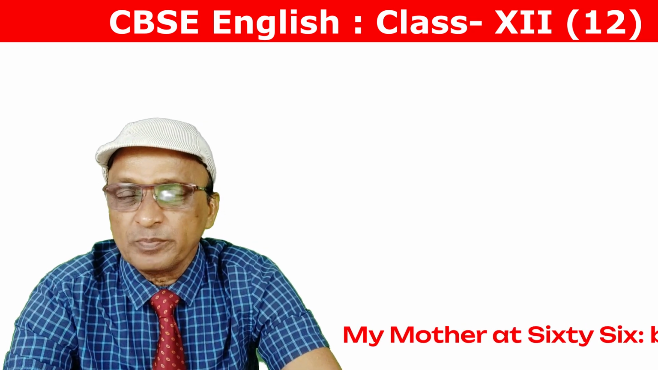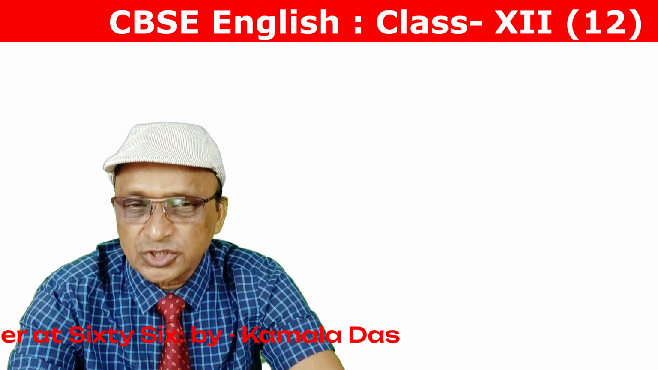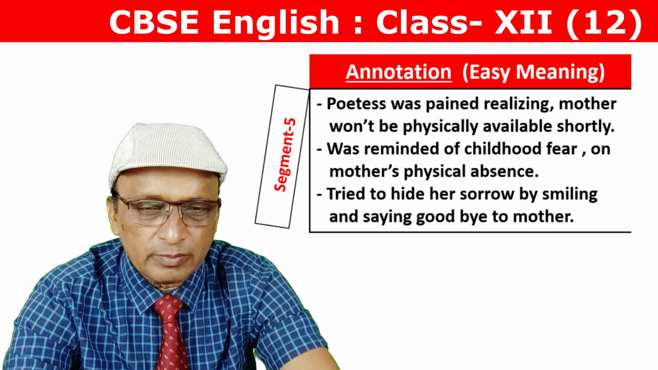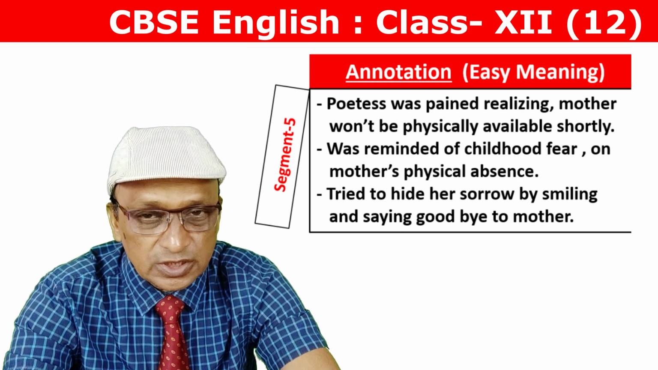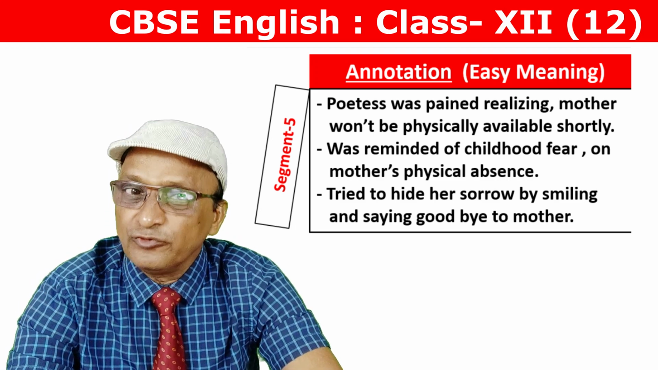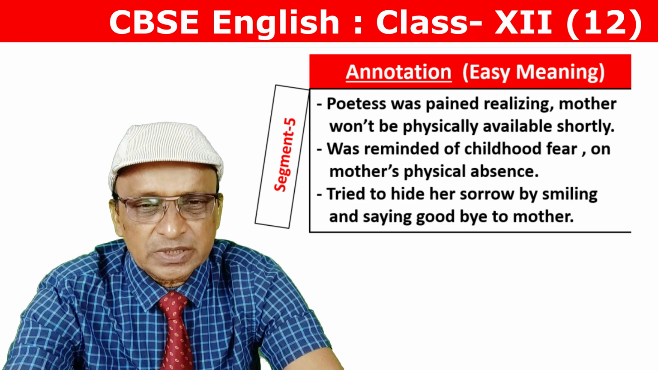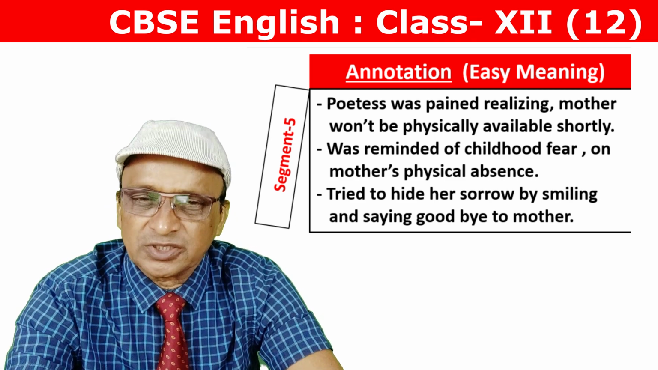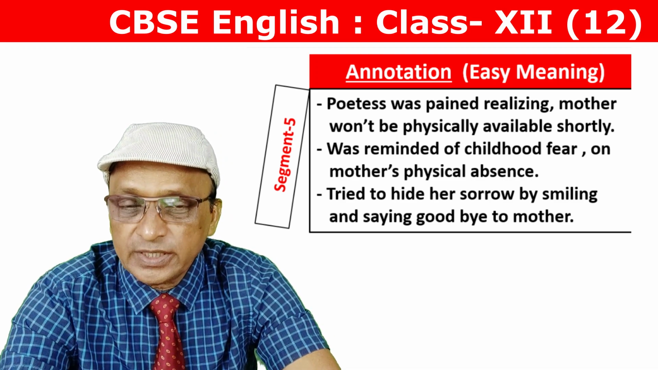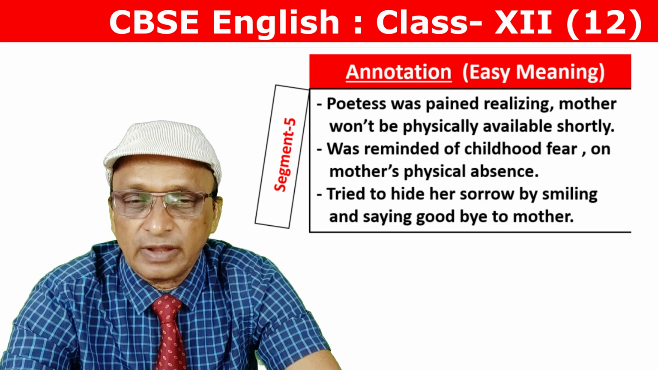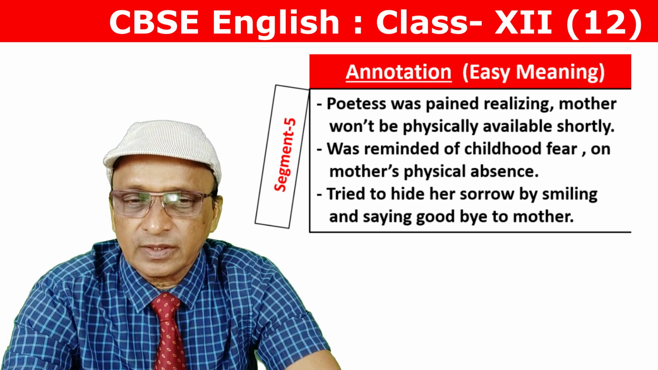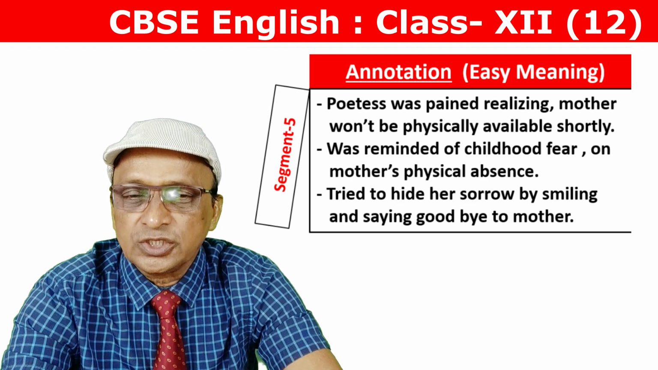What is the meaning of this concluding part of the poem? Here is the annotation. The poetess was very pained realizing that physically mother won't be available for her, and this was causing a fear complex in her mind. The poetess was reminded of her childhood fear. What was her childhood fear? Mother's physical presence means everything. Mother's absence means mother's death. That was a sort of feeling coming to the poetess's mind, and she tried to hide her sorrowful anguish by an artificial smile. With an artificial smile, she continued saying, goodbye mother, goodbye Amma, see you again.